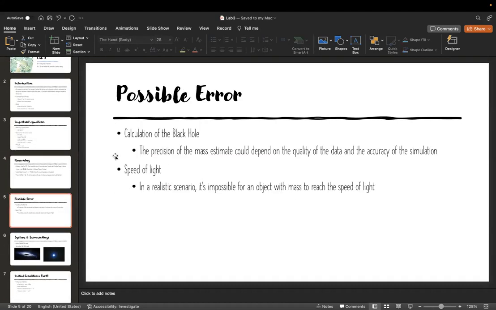Then possible errors: for the calculation of the black hole mass, the precision of the estimate will depend on the quality of the data and the accuracy of the simulation. And then the speed of light. In a realistic scenario, it's not possible for an object with mass to reach the speed of light.